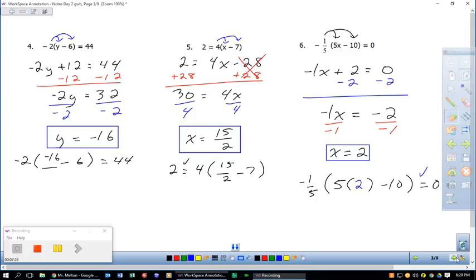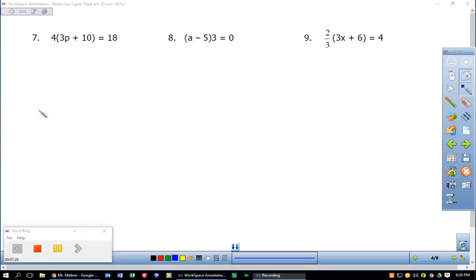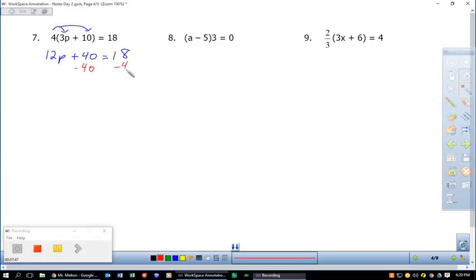All right, number 7. Distributing again. In fact, on all these, we're going to have to distribute. So 4 times 3p is 12p. 4 times 10 is 40, so plus 40 equals 18. All right, and let's see, subtracting 40 from both sides. All right, so that should give us a negative 22. Yeah, 22.